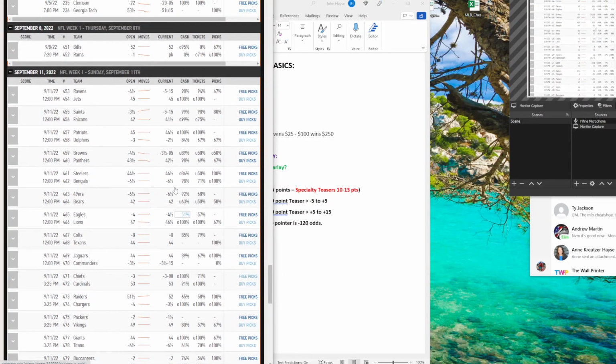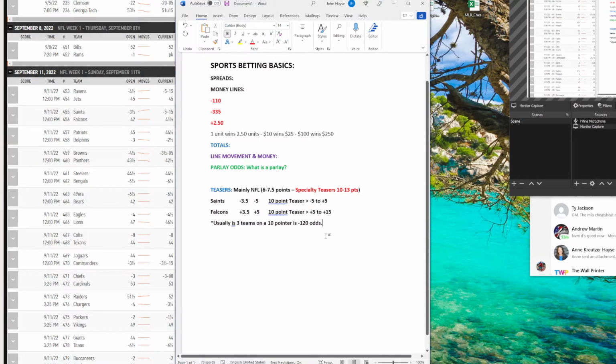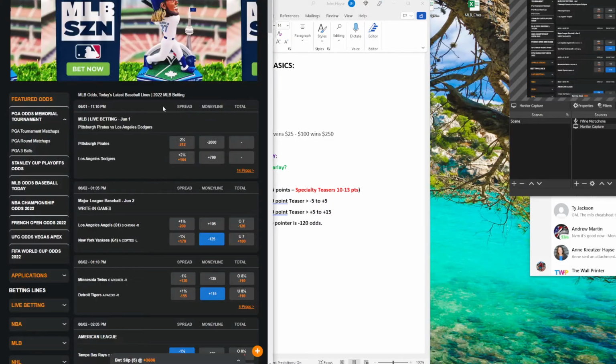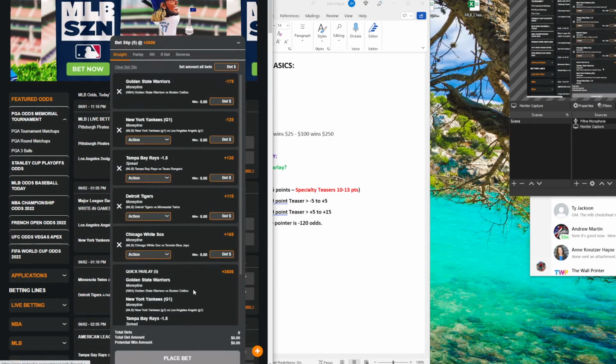Now, most books will only let you teaser total half of the amount. So if it's a 3-team 10-point teaser, you can usually only do 1 total. It won't let you do 2 because 2 is the majority of the 3. So for example, let's put one together. Or here, let me see if they'll let me do one on my bookie. Let me clear this out.